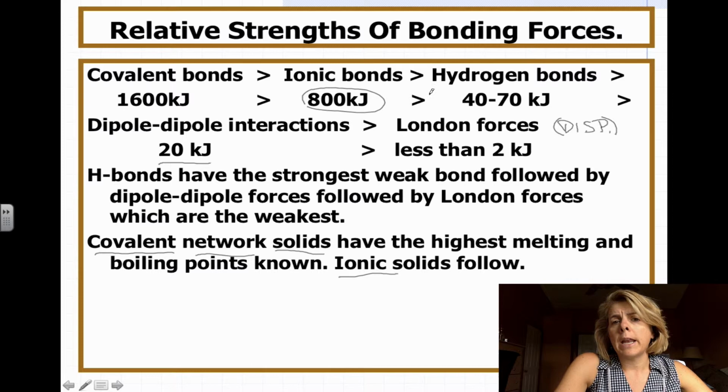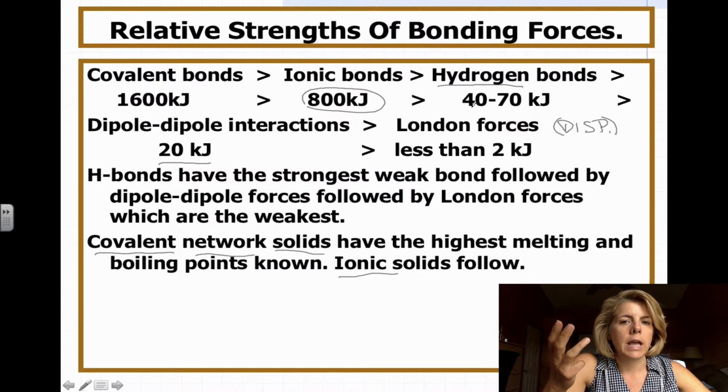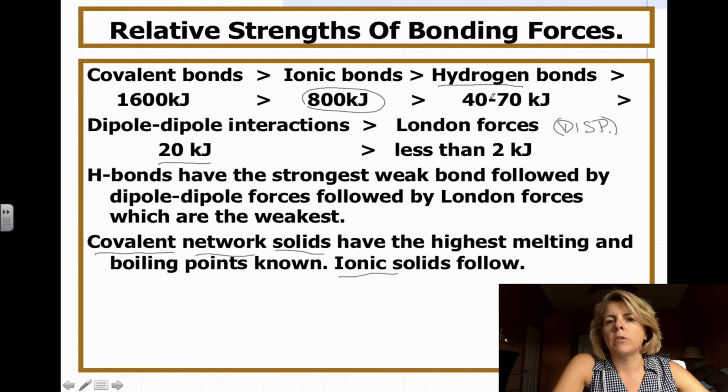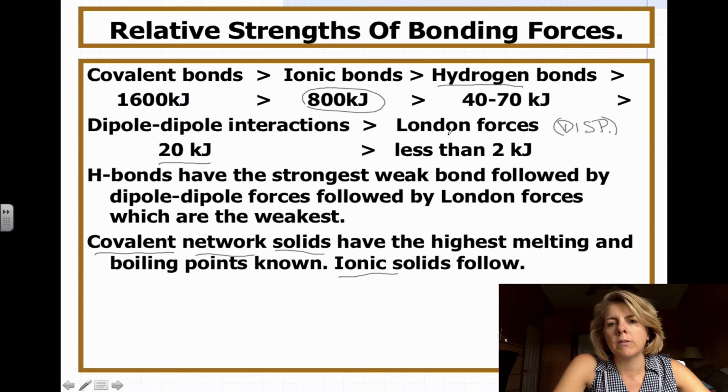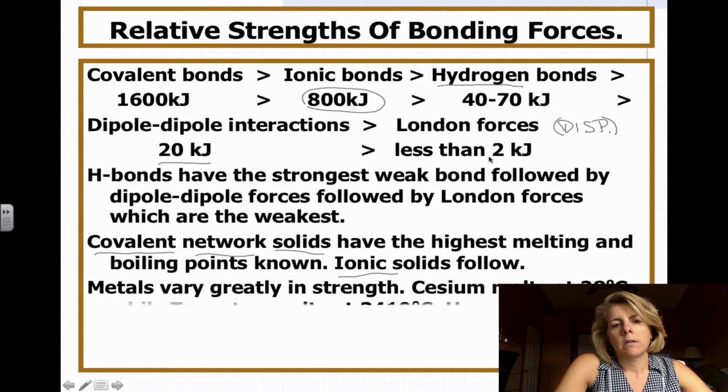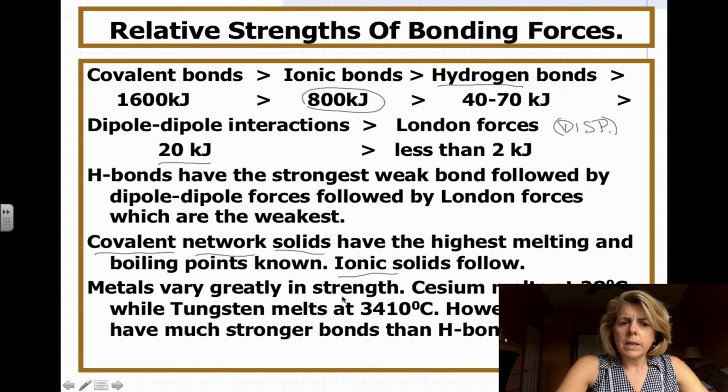However, right after the strength of ionic bonds comes hydrogen bonding. So remember, we have to have hydrogen bonded to nitrogen, oxygen, or fluorine. And notice that it's 40 to 70 kilojoules. If you don't have hydrogen bonding, you have dipole-dipole attractions, which is 20 kilojoules. And then the weakest is the nonpolar dispersion forces. Now for metals, metals have an even stronger attraction with themselves, okay? So they have a higher strength with their bonding forces.